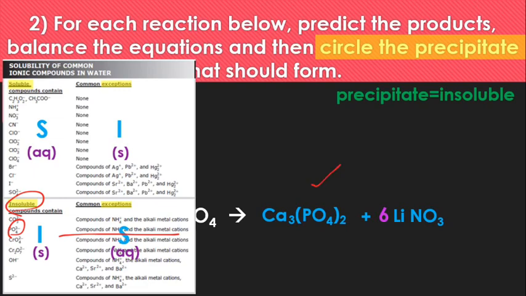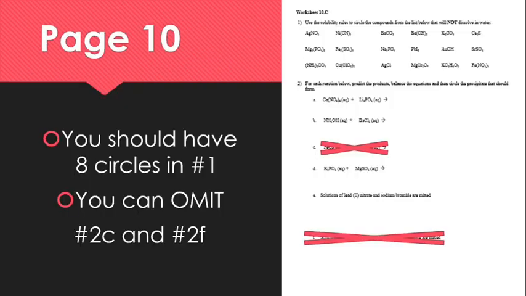answer. I'm just going to double check and make sure lithium nitrate isn't, and nitrate, like we've seen before, is soluble, and there is nothing that will make it insoluble. So the thing that is my precipitate is that calcium phosphate. So that's my answer. So these really aren't that hard.